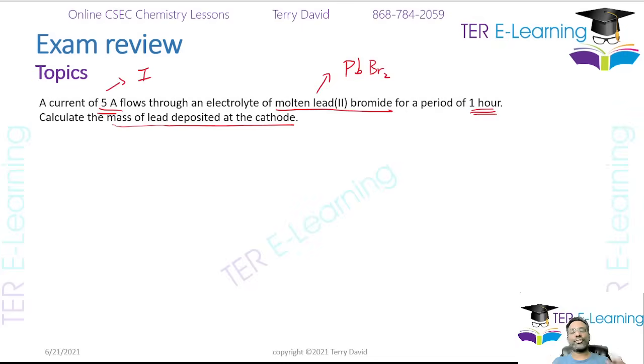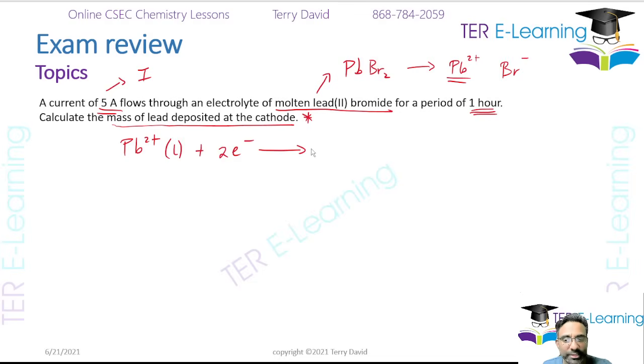Before you can even do any electrolysis calculation, you must write the half equation. You had PbBr2, so the ions present would have been Pb2+ and Br-. Those are my ions present. We're talking about the cathode here, so the ion that's going to move towards the cathode is my lead, Pb2+, because your cathode is your negative electrode. So the half equation we're looking at in this instance is Pb2+, remember this is liquid, plus 2 electrons produces Pb solid. So that's my half equation. Before I can do any calculation, I need to have the half equation.